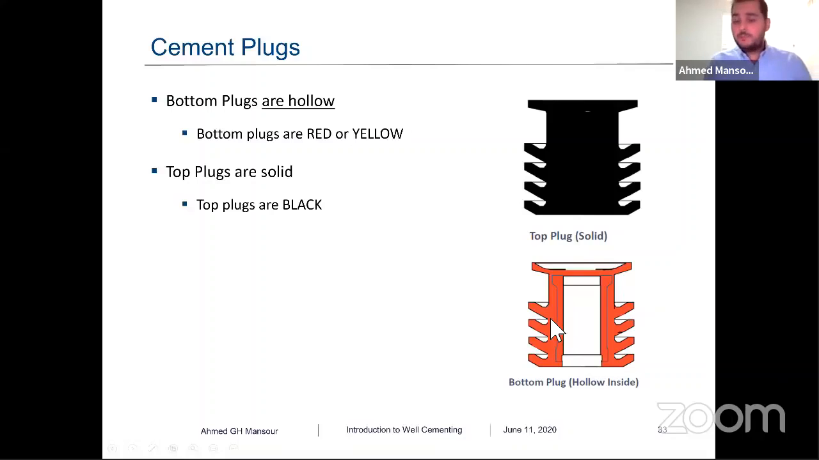So we use the bottom plug to prevent any contamination between the cement and spacer, and between the cement and the mud. And we use the top plug to prevent any contamination between the displacement fluid and the cement. By using those two plugs, we make sure the properties of our cement are not going to change as a result of any contamination with other liquid in the formation or in the casing.